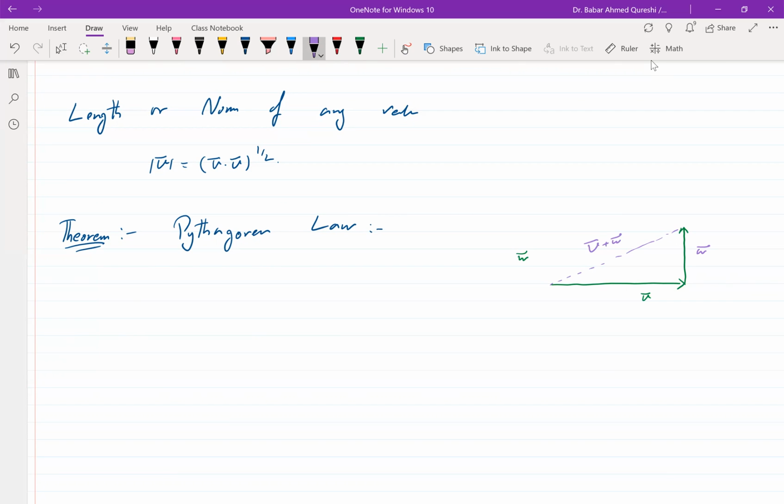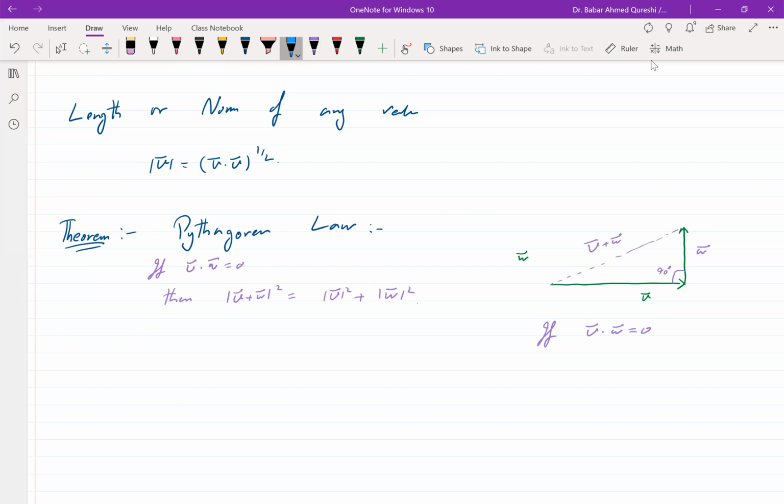So I know by Pythagoras theorem, if this is 90 degrees, if it's a right angle, which means if v dot w is 0, if v and w are orthogonal, then the length of the hypotenuse, in terms of vectors, its square is equal to v square plus w square.